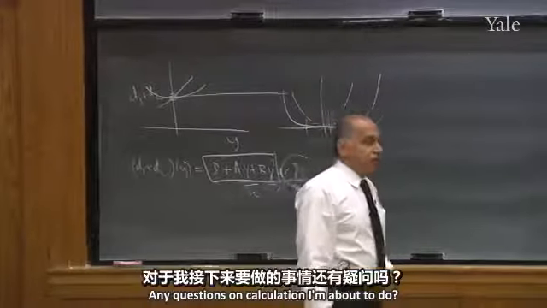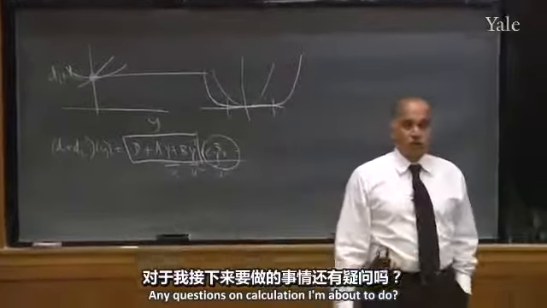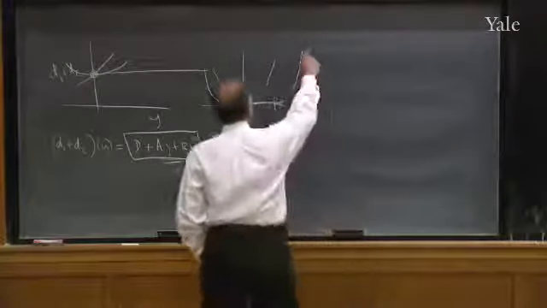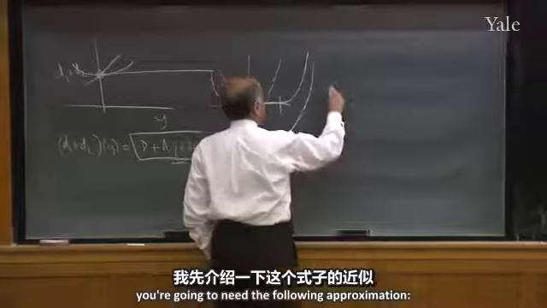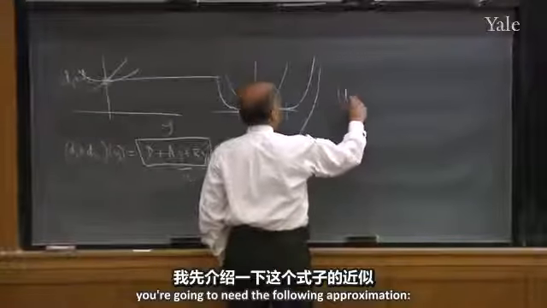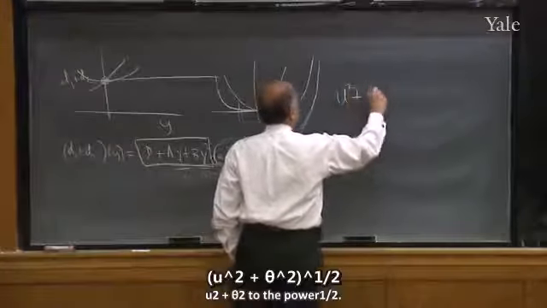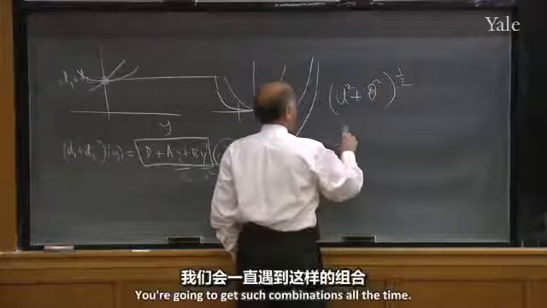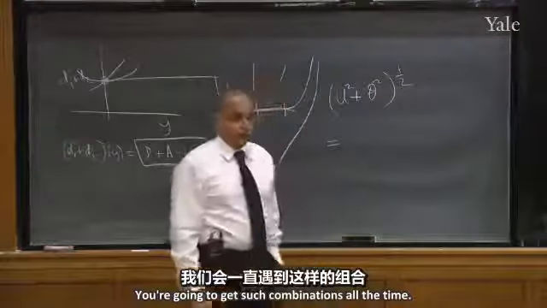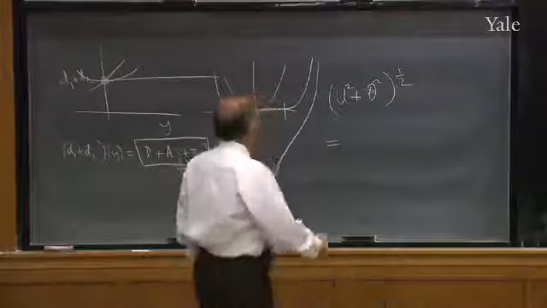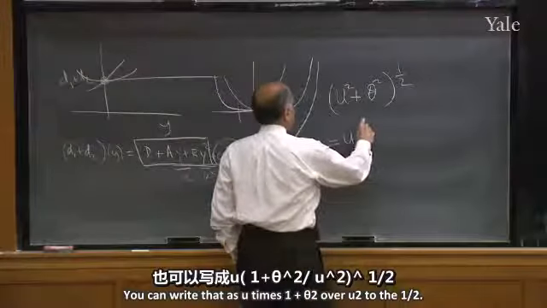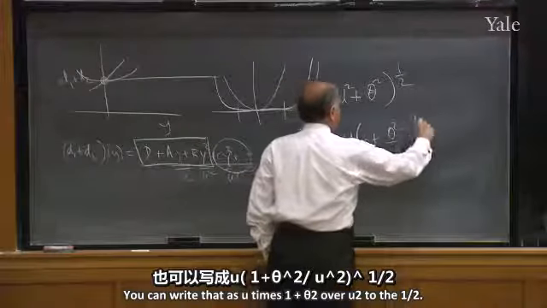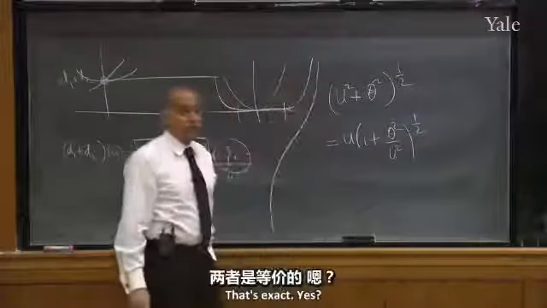Any questions on the calculation I'm about to do? Okay, before I do the calculation, you're going to need the following approximation: (u squared plus theta squared) to the power 1/2. You're going to get such combinations all the time. You can write that as u times (1 plus theta squared over u squared) to the 1/2. That's exact. Yes?